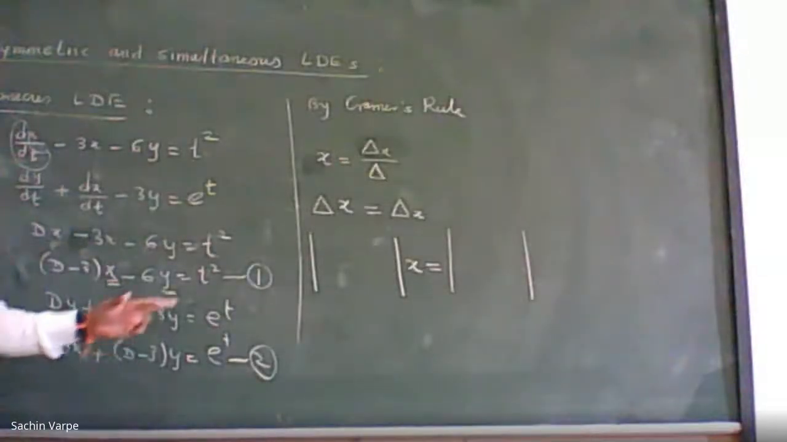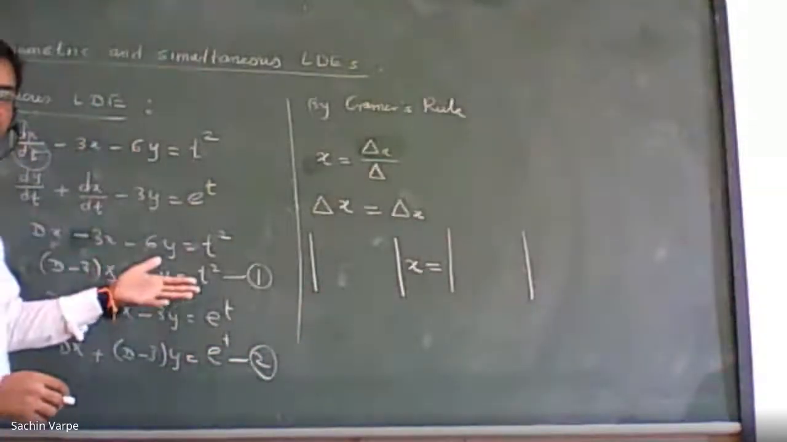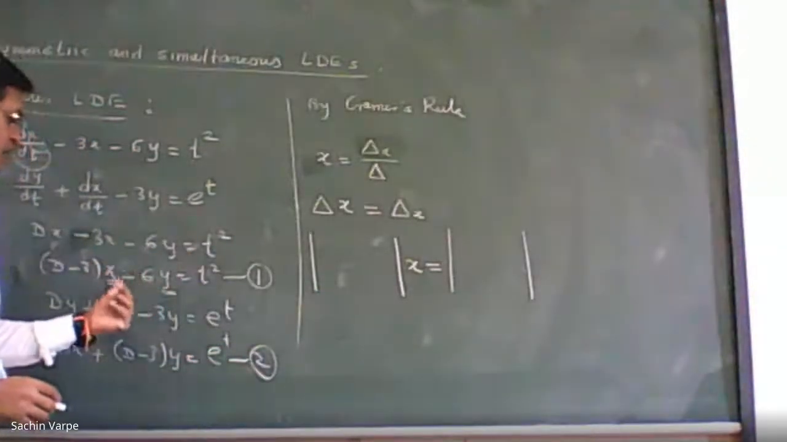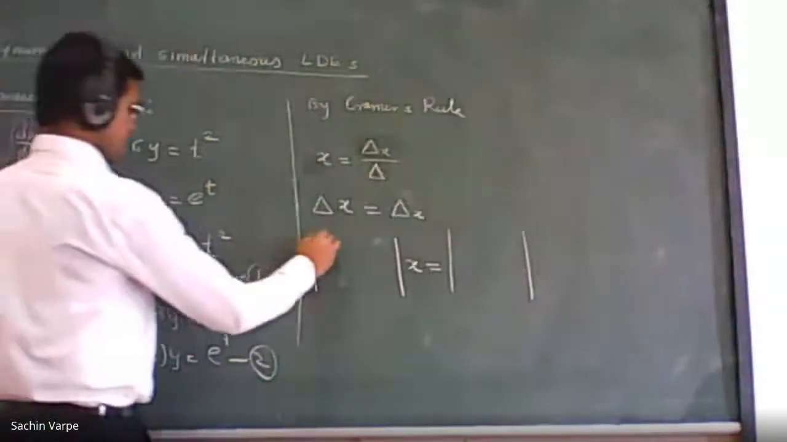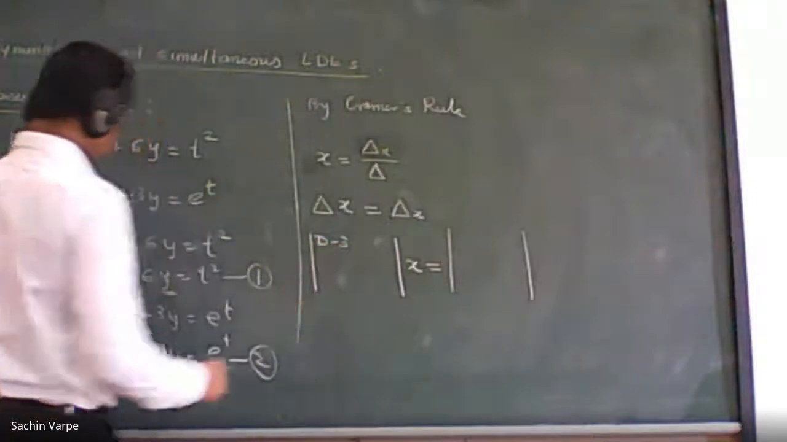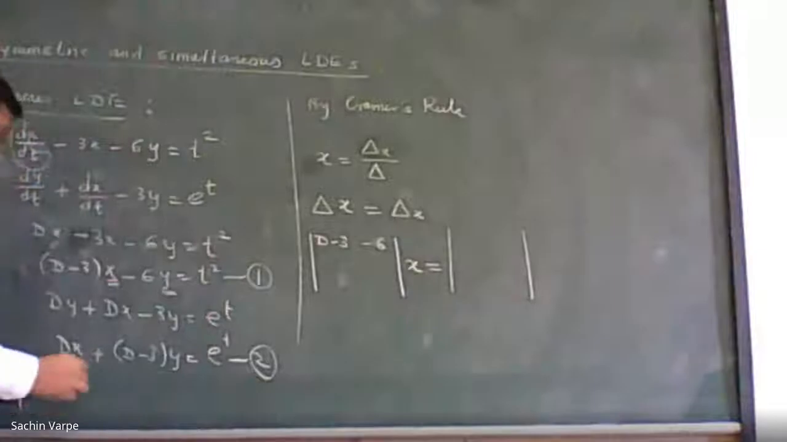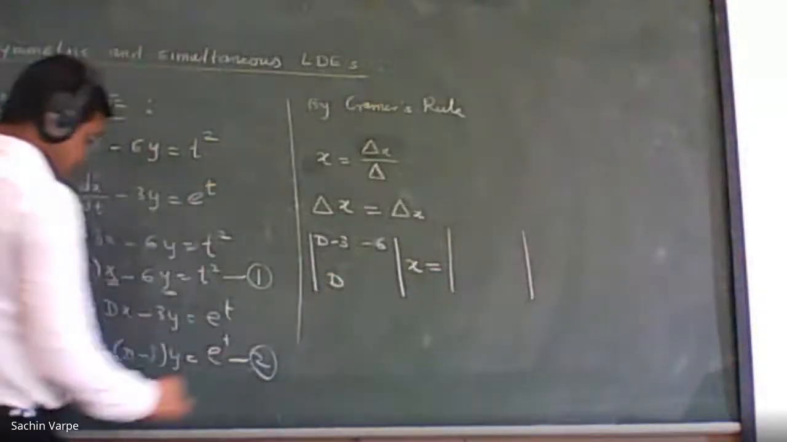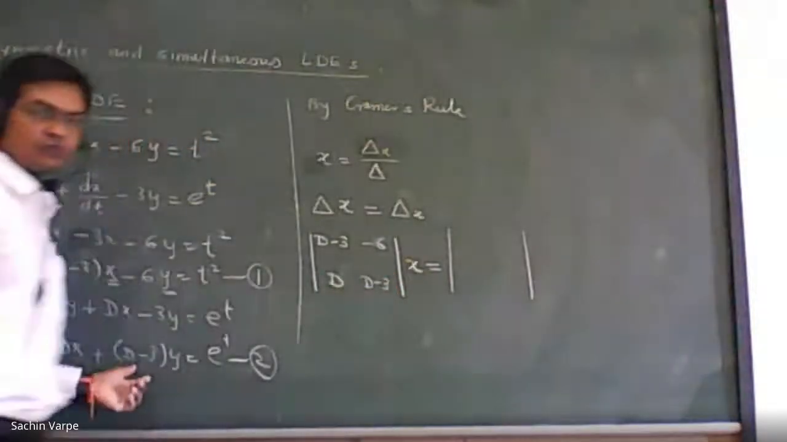Left hand side delta is the determinant of coefficients in the equations. The coefficients of what? Dependent variables. What are the dependent variables here? x and y. So what is the coefficient of x here? D minus 3. What is the coefficient of y? Minus 6. What is the coefficient of x? D. And the coefficient of y is d minus 3.